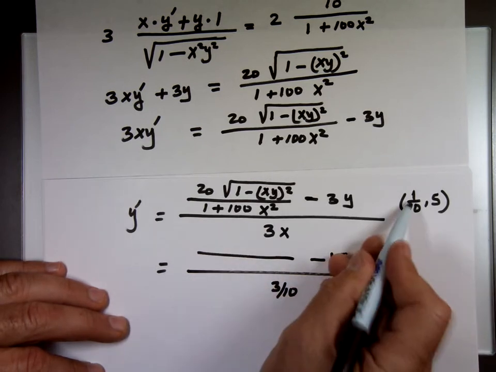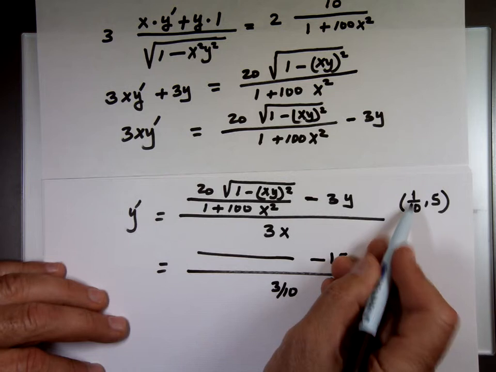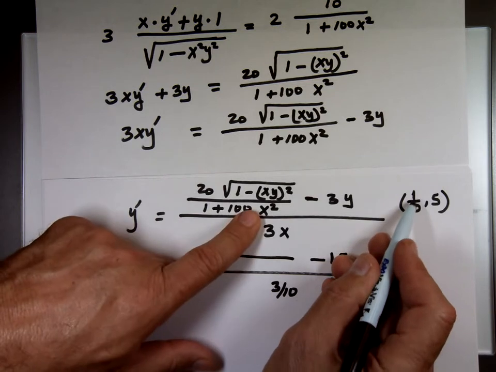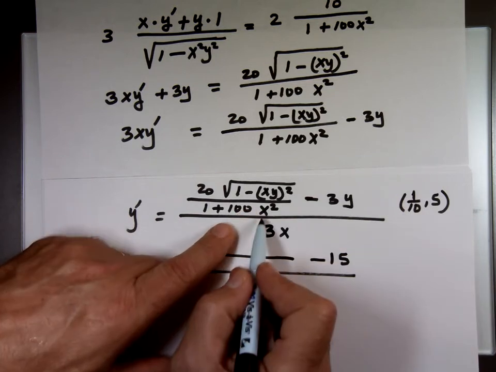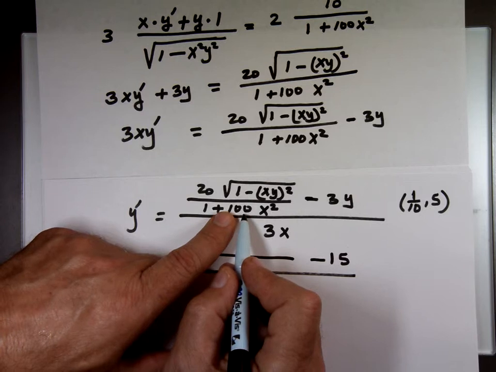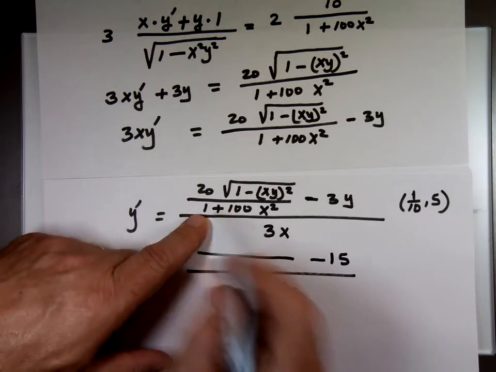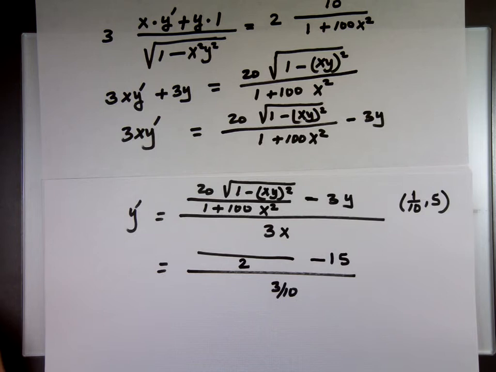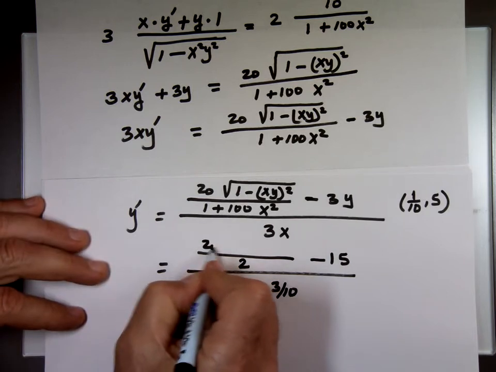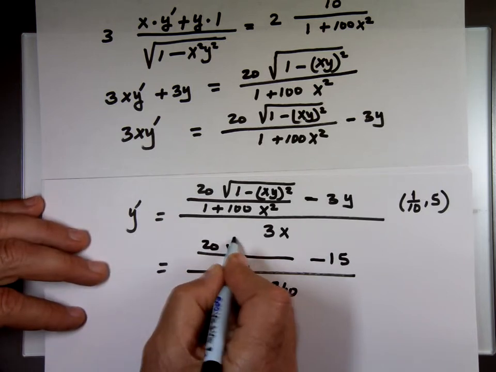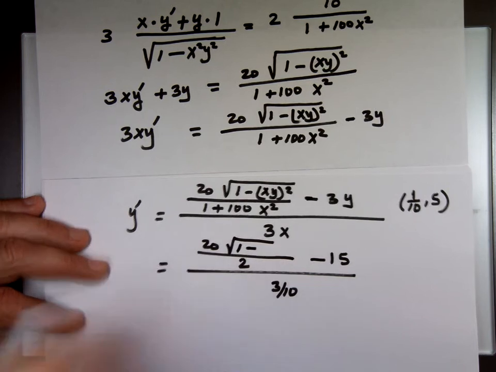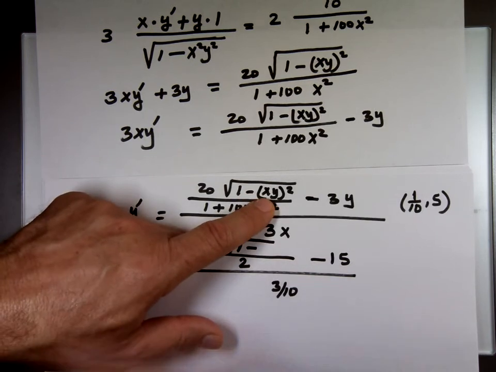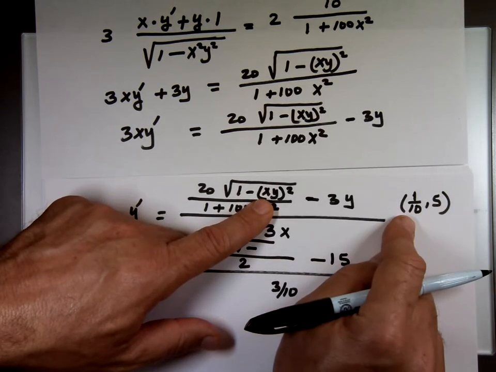X is 1/10. When you square that, what's that? 1/100th. What's 1/100th times 100th? 1 plus 1, 2. There's 20. 1 minus x times y. That's 1/2. Squared, that's 1/4.